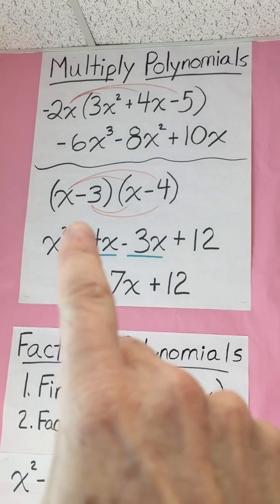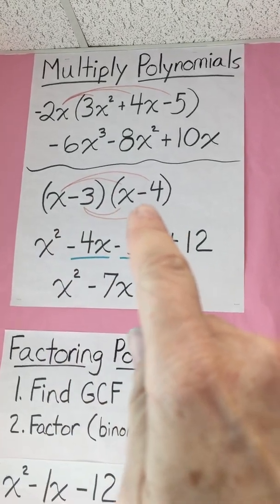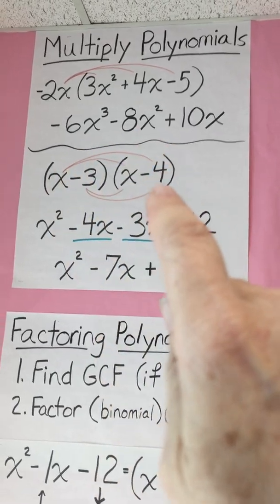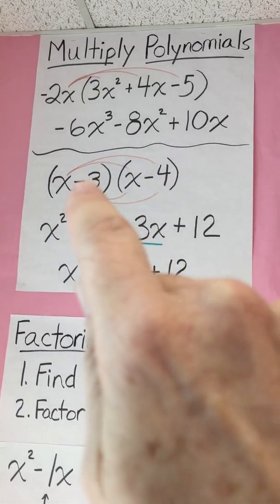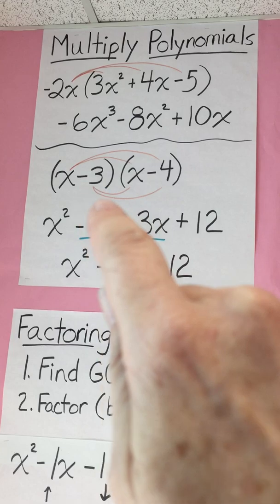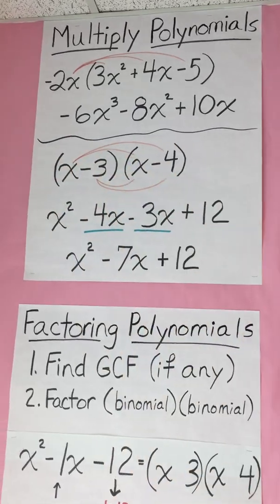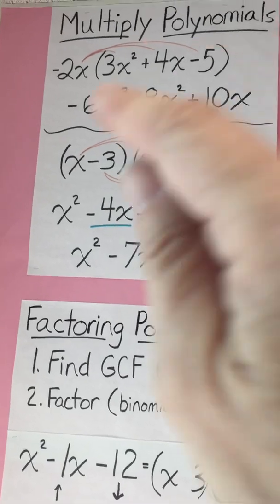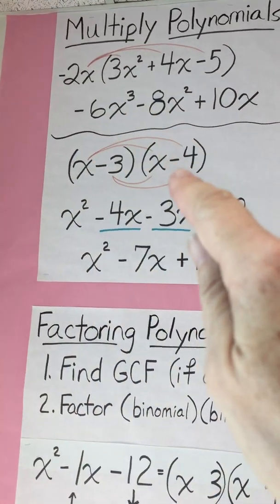But if you have a binomial times a binomial, this is your double distribution. The x gets distributed to the first one, and it gets distributed to the second one, and then you come back and multiply the negative 3 times the x and the negative 3 times the 4. So use these little lines to help you keep track of which ones you've done and which ones you haven't. So I always start off with the first term and multiply it times the first one and the next one.